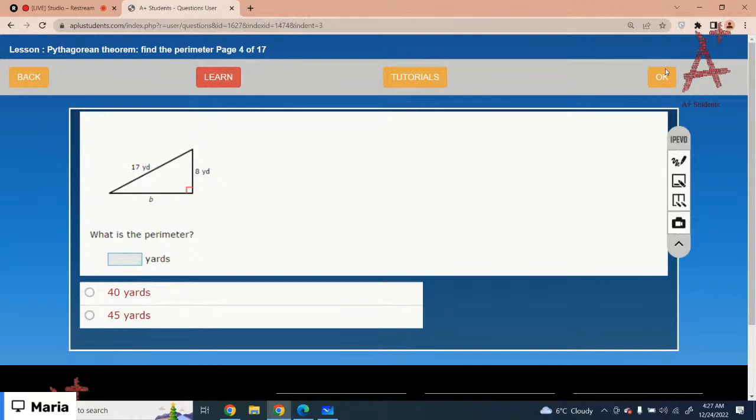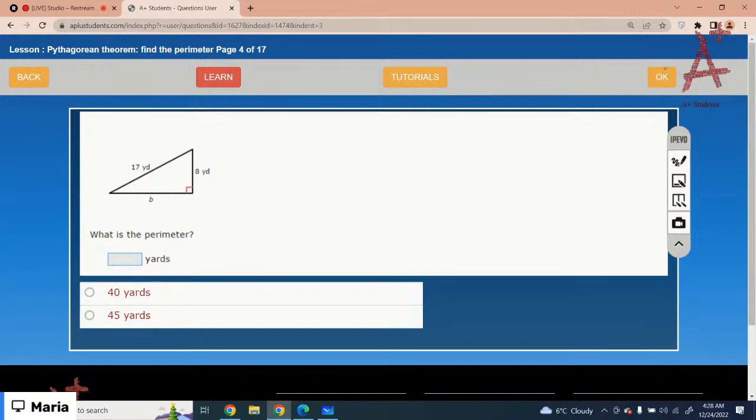Okay, the next one you have to do on your notebook. You have to let me know the perimeter. What is the perimeter for the given triangle? Find the missing side length. So you have to find the value of b. It would be 17 square minus 8 square. 17 square is 289. 289 minus 64 is 225.